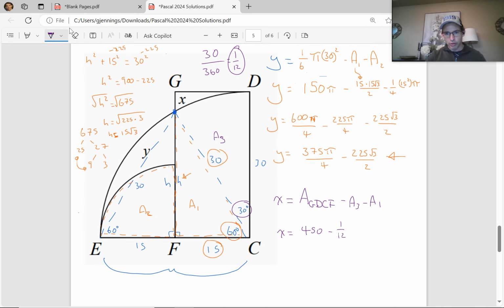Pi r squared. So r is 30, and we're going to square that, and we multiply by pi. That's A3 minus A1. A1 is 225 root 3 on 2.